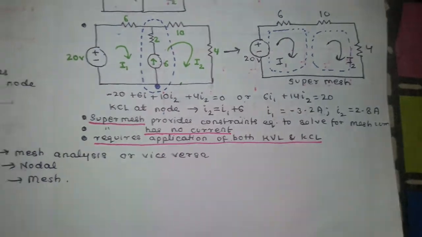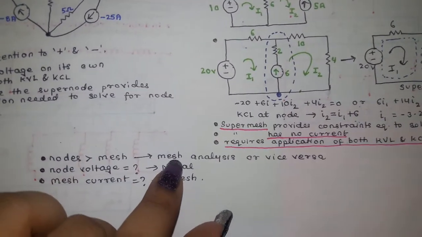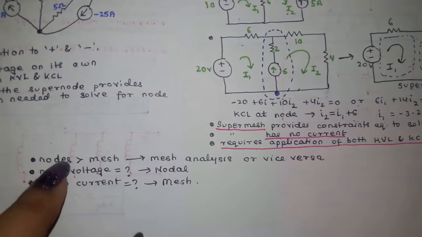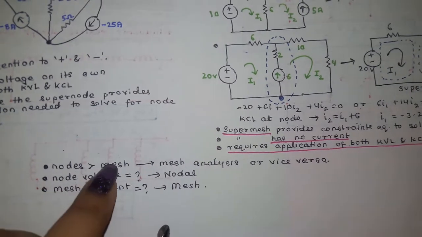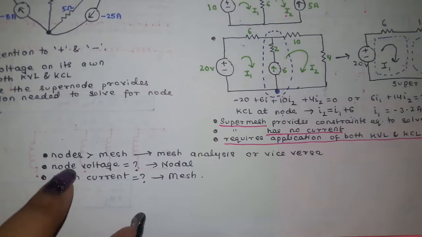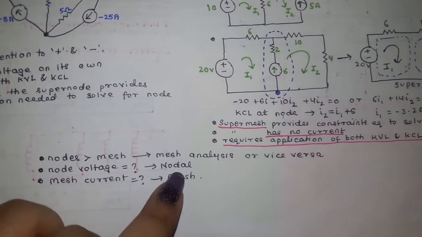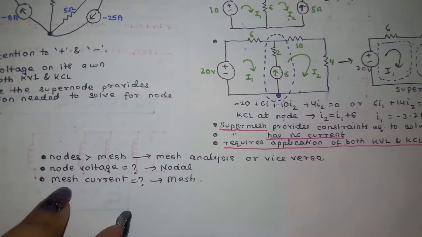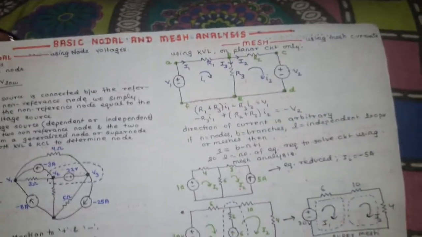Now we have some important things to remember regarding both nodal and mesh analysis. Okay, if the number of nodes is greater, we use mesh analysis, or vice versa. Okay, if we are having a lesser number of nodes, we prefer nodal analysis. If we have a lesser number of meshes, we prefer mesh analysis. In case someone is asking in the question about nodal voltage, we use nodal analysis, and when it is asked about mesh current, we use mesh analysis. So this is all for mesh analysis.